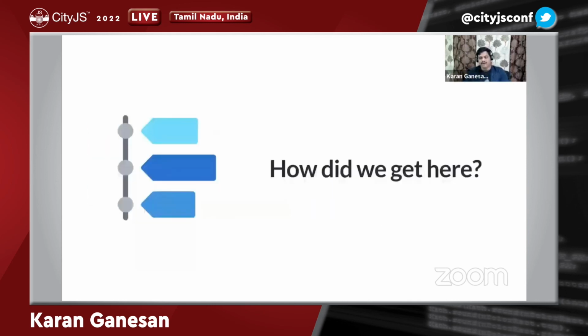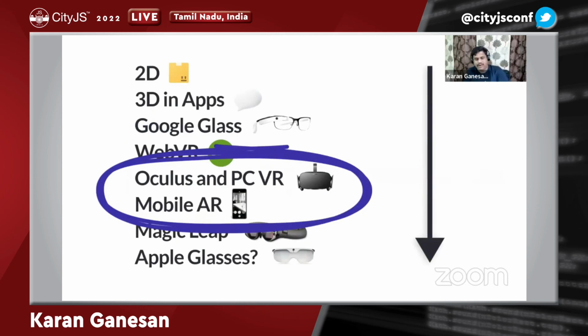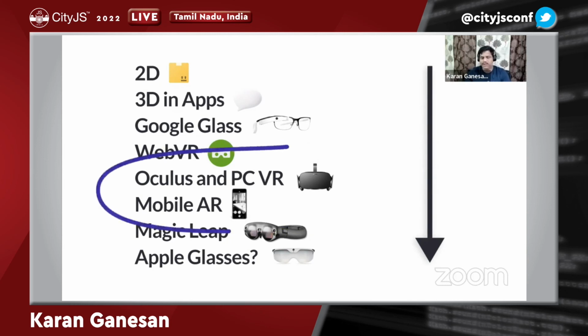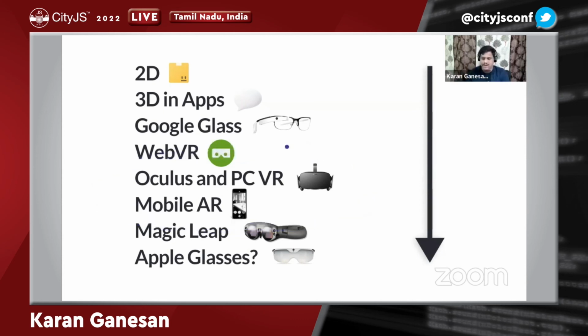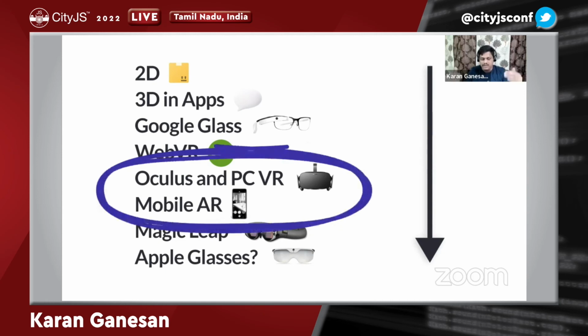Yeah, so we talked a lot about AR, 3D, and VR. Now let's go back and understand how we got here. It started with 2D apps, and then we went to 3D apps, and then Google Glass came, and then during 2015 and 2016 there was WebVR, and then Oculus and PC VR happened in the 2017 to 2018 era. Now we have a lot of smartphones that have AR also. And there are companies like Magic Leap and Apple and a couple more that do wearable AR, which we'll be seeing in 5 or 10 years. So that's how we have been evolving.